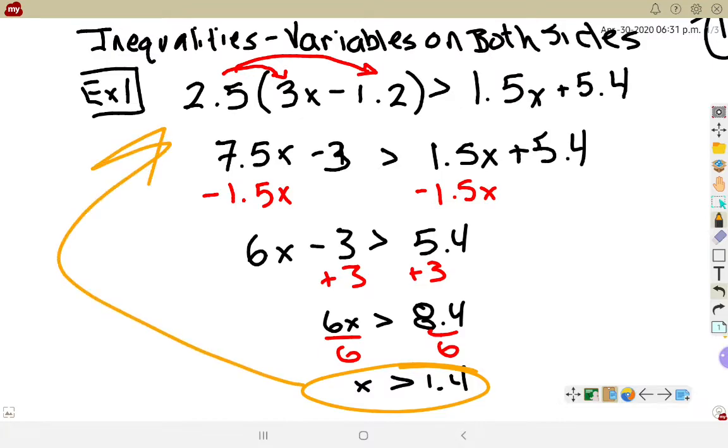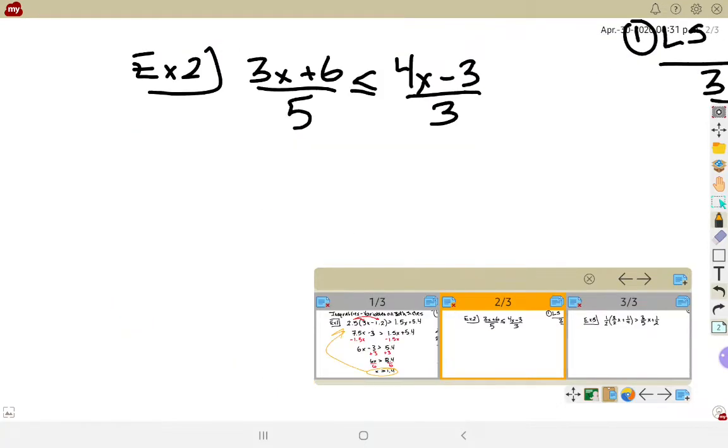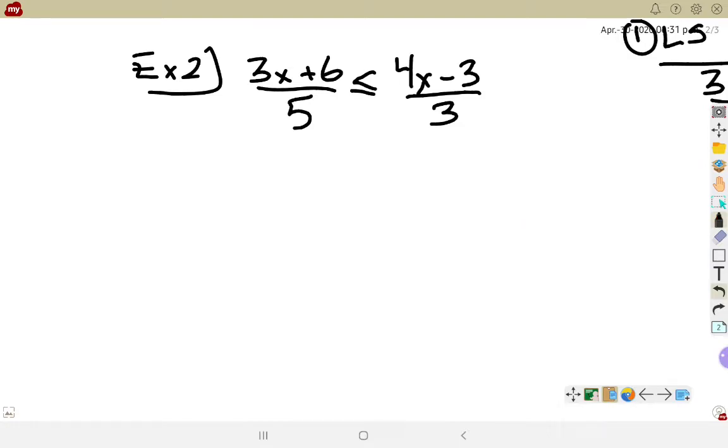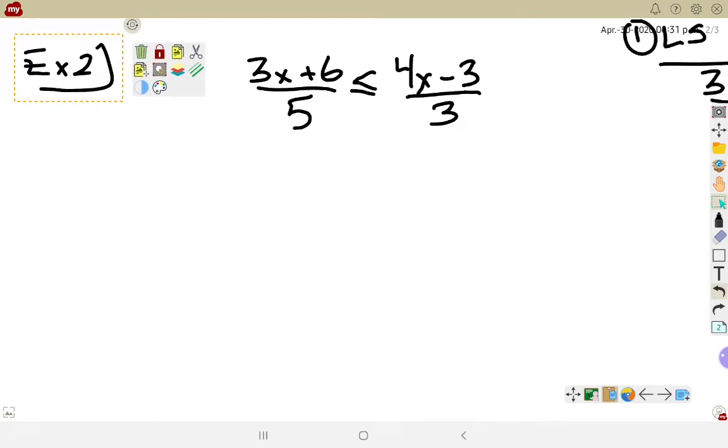Okay, let's move on to one with fractions. So I've got this one here. We have (3x plus 6) divided by 5 should be less than or equal to (4x minus 3) over 3. Okay, now I have two options for how to handle this one.